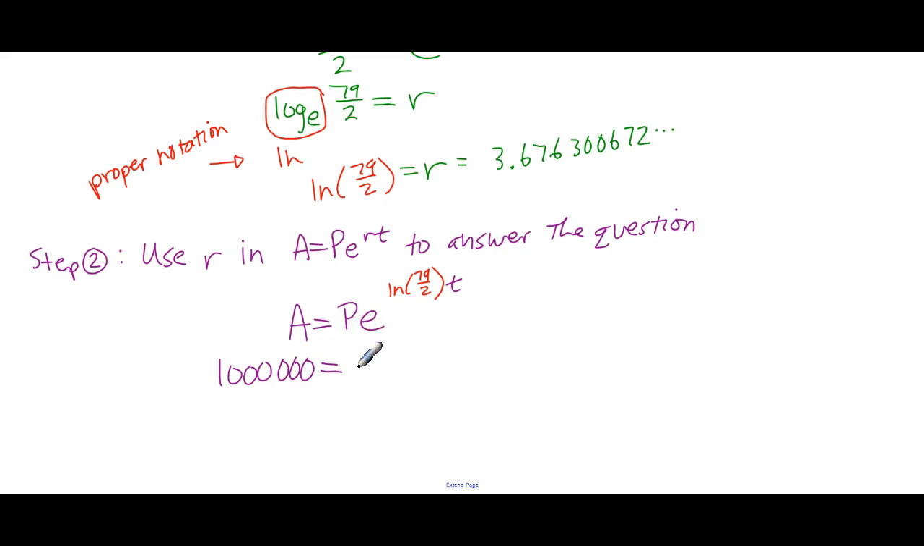P, remember, P was 2, started with a pair of rabbits. And T is a variable because we don't know what the length of time is. It's an unknown length of time. And then we solve this equation.